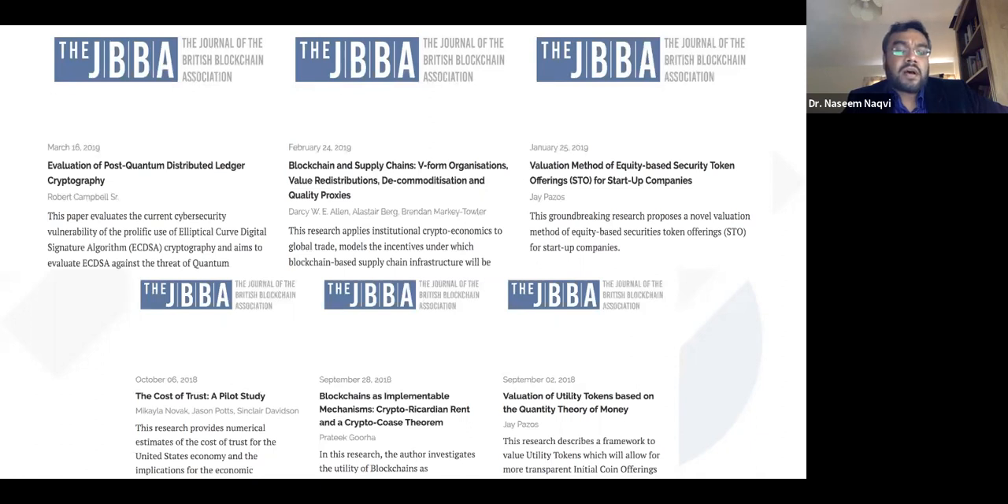And I would advise, if you are doing research or planning to do research, for example, on supply chains and blockchains, then have a look and read some of the supply chain and blockchain research articles that we have published. For example, this one from Darcy Allen, Alistair Berg, and Brendan Markey Towler. And we publish very broadly. The scope is quite broad, all things related to blockchain and distributed ledgers, from quantum computing to security token offerings to crypto economics.